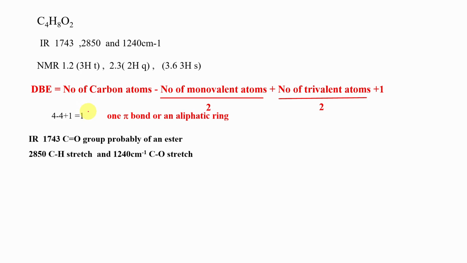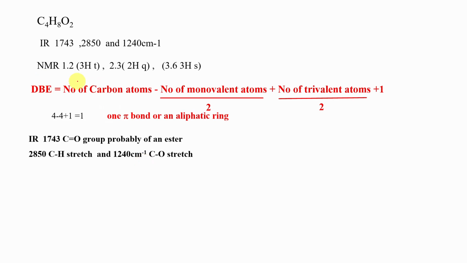Then the IR values indicate, see, 1743 centimeter inverse is the IR value of a carbonyl group, probably of an ester. It is a high value, usually the carbonyl stretching value of an ester. 2850 centimeter inverse is the typical carbon hydrogen sp3 stretch, and 1240 centimeter inverse is the carbon oxygen stretch, particularly of an ester.